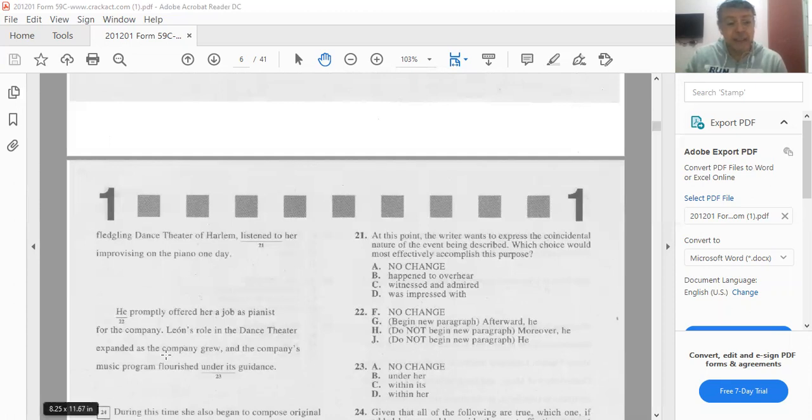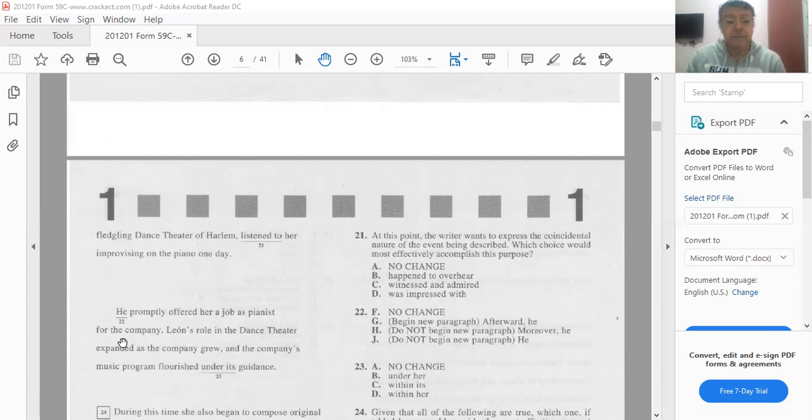He promptly offered her a job as pianist for the company. Leon's role in the dance theater expanded as the company grew. Okay, so no change. Begin new paragraph, afterward, comma, he. Do not begin new paragraph. Moreover, comma, he. Do not begin new paragraph, he.